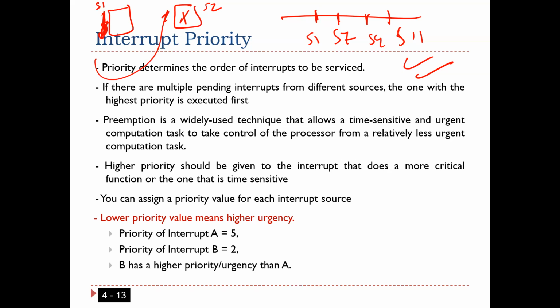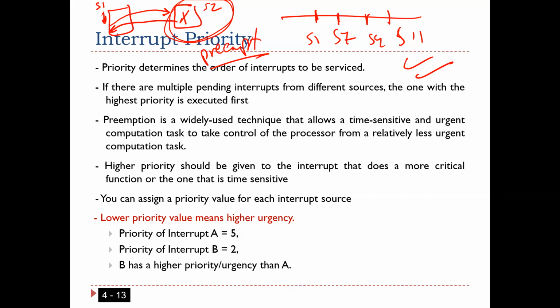The other thing you can do, no, this you have to preempt. The word is an English word, preempt. Preempt means that if this interrupt is very time sensitive or more important, you have to go execute this one first and then come back to here. That's what we call preemption. Okay.